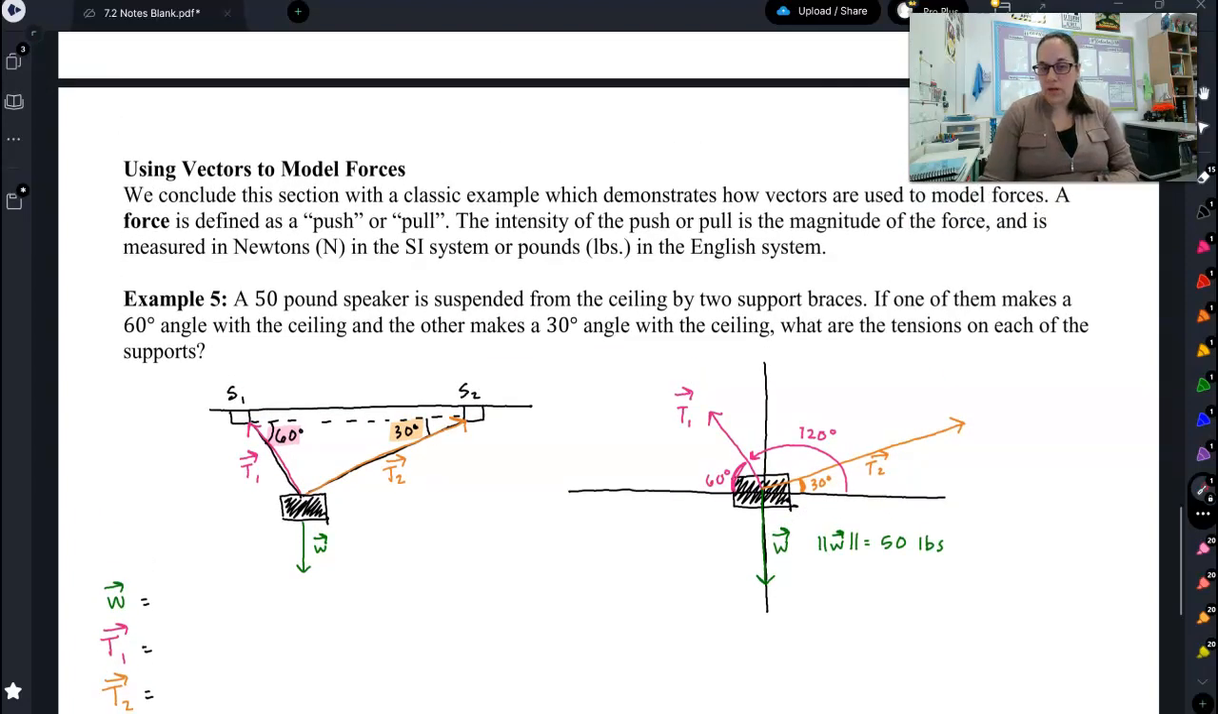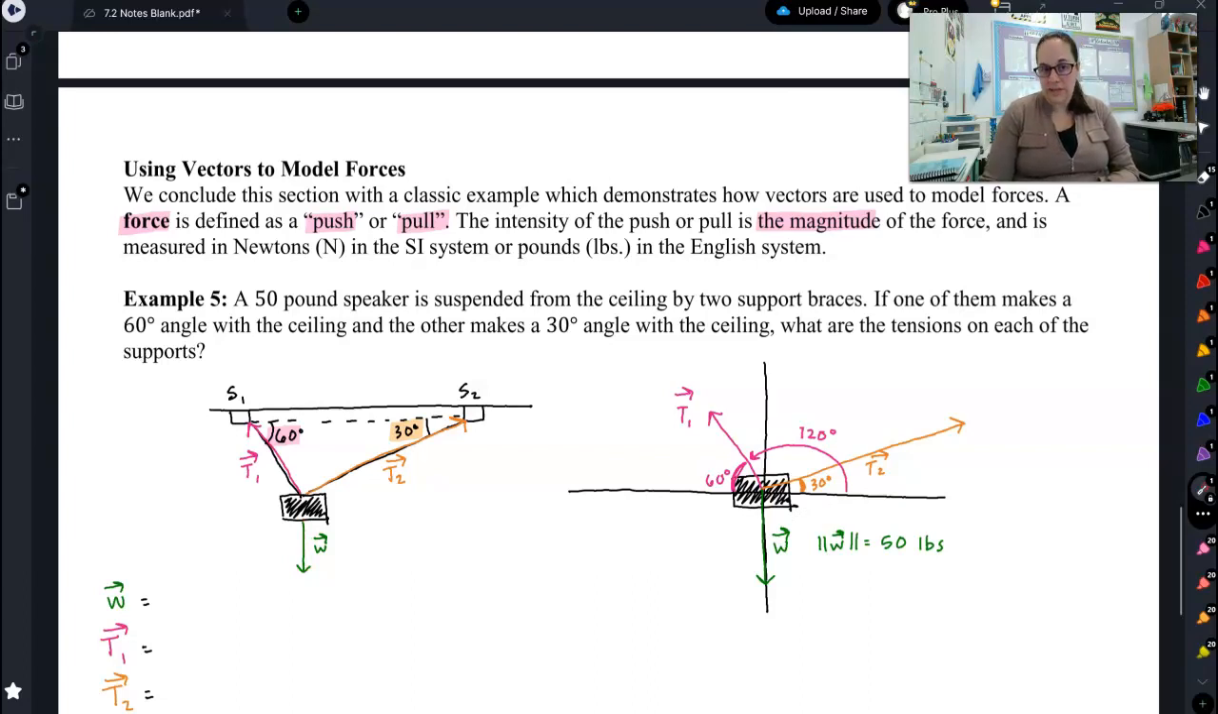Now, a force or a tension is defined as a push or a pull. The intensity of the push or the pull is the magnitude of the force. So, for example, if I'm looking at vector W, this vector is the vector of gravity. It's gravity pulling this speaker down. The magnitude or the intensity with which it is pulling that speaker down is 50 pounds, because that is the weight that gravity is pulling down on that speaker, 50 pounds.